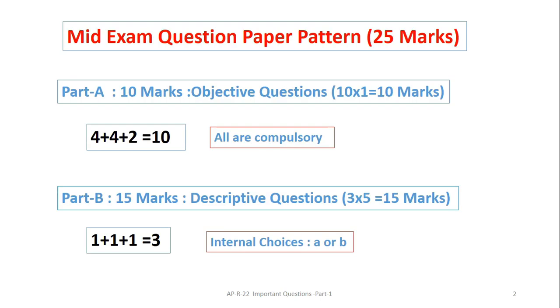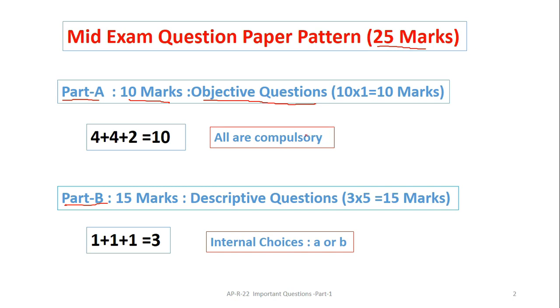For the mid exam question paper, this R-22, the total marks is 25. The question paper consists of two parts, part A and part B. In part A we have 10 marks, completely objective questions that may be multiple choice, fill in the blanks, match the following. Each one carries 1 mark, 10 objectives will be there. It's all compulsory, we have to answer.